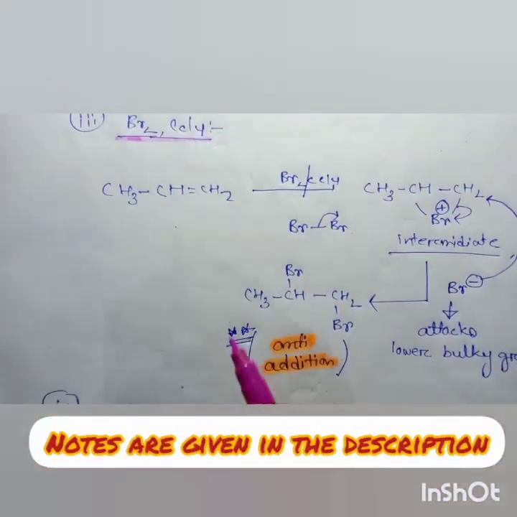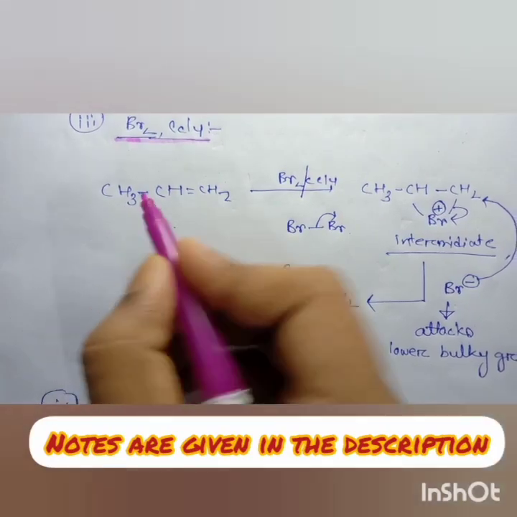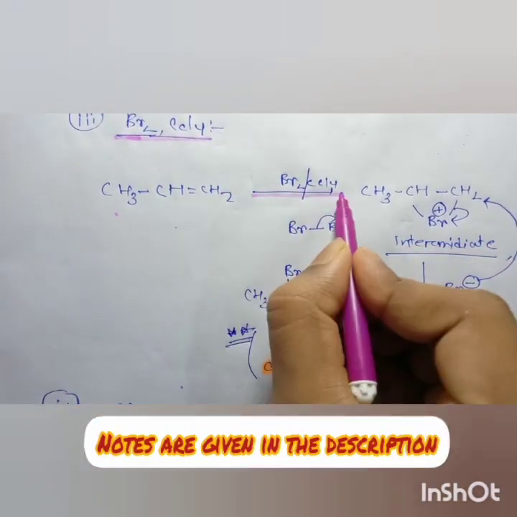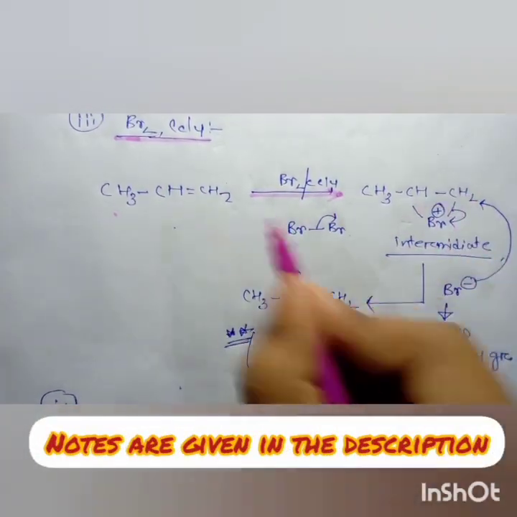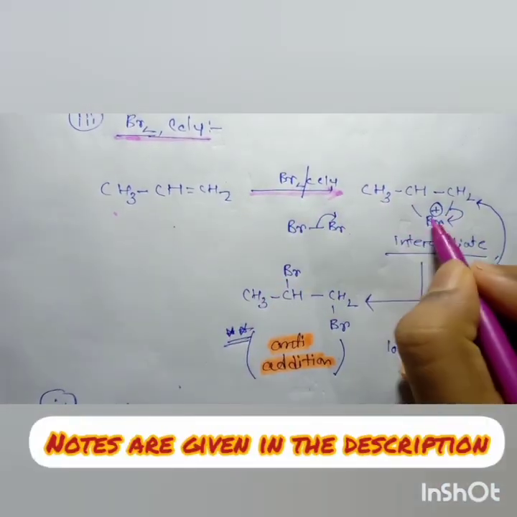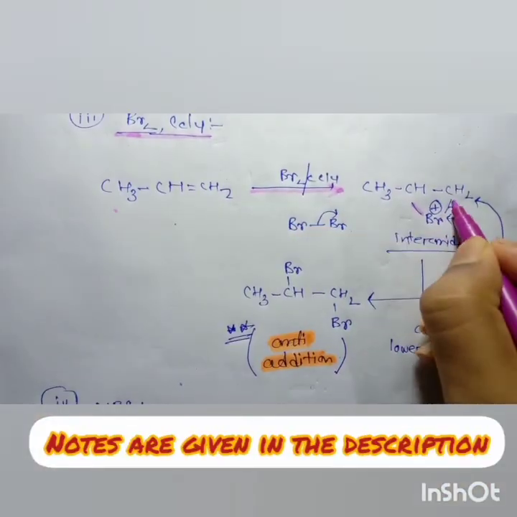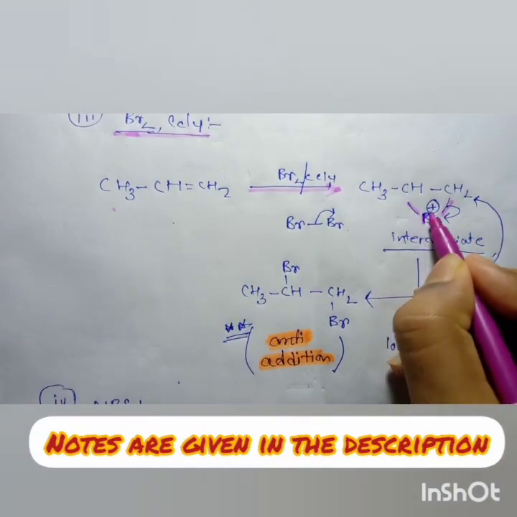Br2 CCl4. The Br2 CCl4 follows this mechanism. The Br plus attacks here in this way.